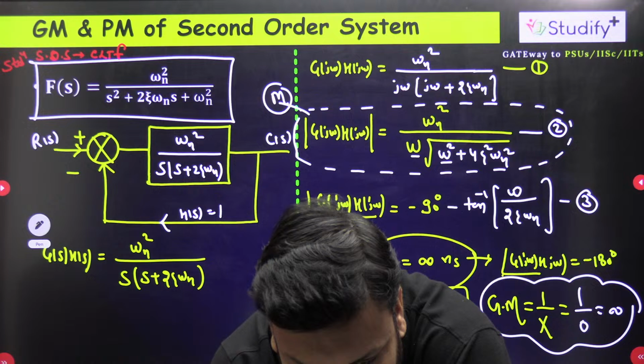In the last session, we had a discussion about gain margin and phase margin of a second order system. In this session also, we are going to continue with the gain margin and phase margin of a second order system. Gain margin we already completed in the last session. Now, we will start with the phase margin, followed by the GATE problems or questions.